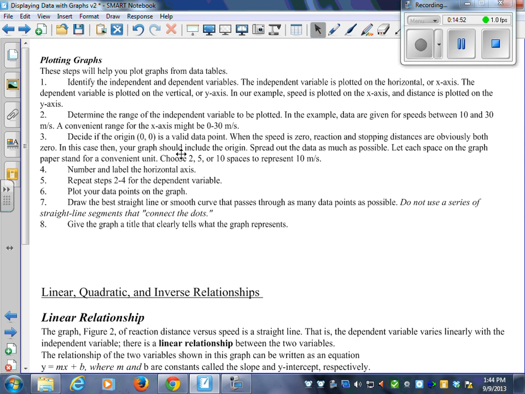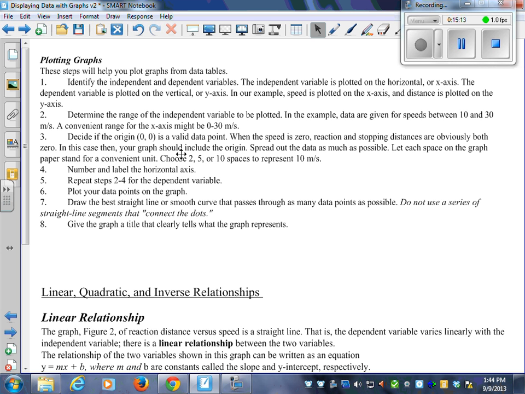Spread out the data as much as possible. If you've got a nice big full sheet of graph paper, don't stretch it down into the bottom left-hand corner. It doesn't make it very easy to see. Let each space on the graph paper stand for a convenient unit. Choose 2 to 5 or 10 spaces to represent 10 meters per second. Number and label a horizontal axis and repeat steps 2 to 4 for the dependent variable.